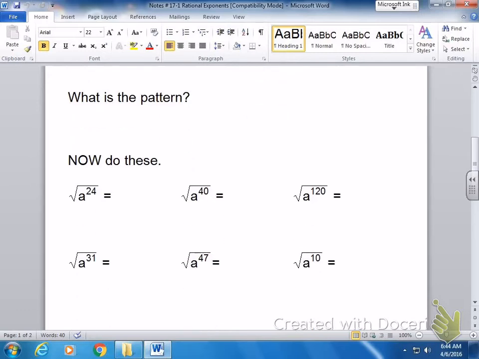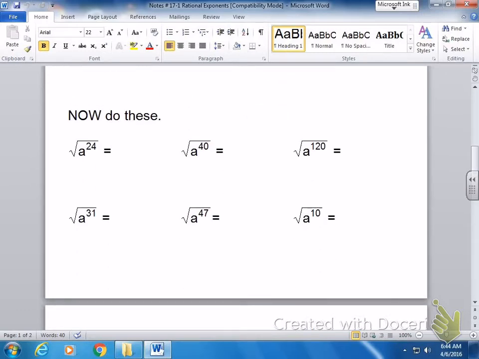Some will be, these all should be fairly quick and easy. A to the 24th. Well, if I divide my 24 by 2, I get 12, so I get a to the 12th as my answer. The square root of a to the 40. Well, I divide 40 by 2, I get 20, so I bring out a to the 20. A to the 120. Well, 120 divided by 2 is 60, so I get a to the 60.